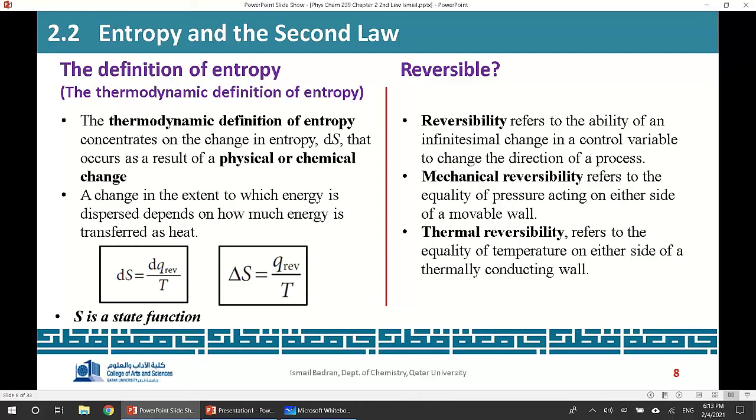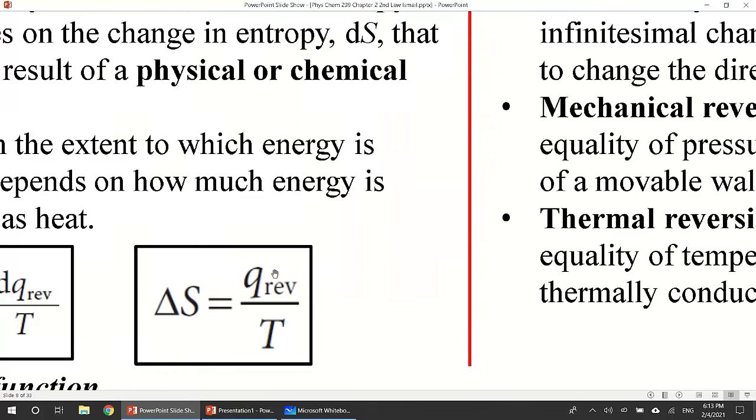We can prove it elsewhere. We can easily prove that S is a state function, and because of that fact, we can write dS equals dq over T, in the form of delta S equals q over T. You notice in this equation that delta S equals q over T. So we use delta for S, but we never use delta for q.